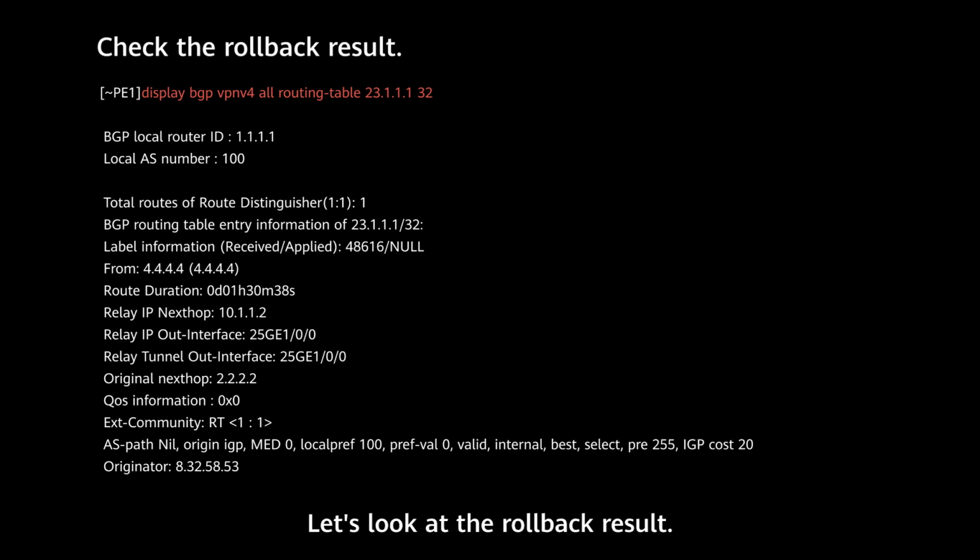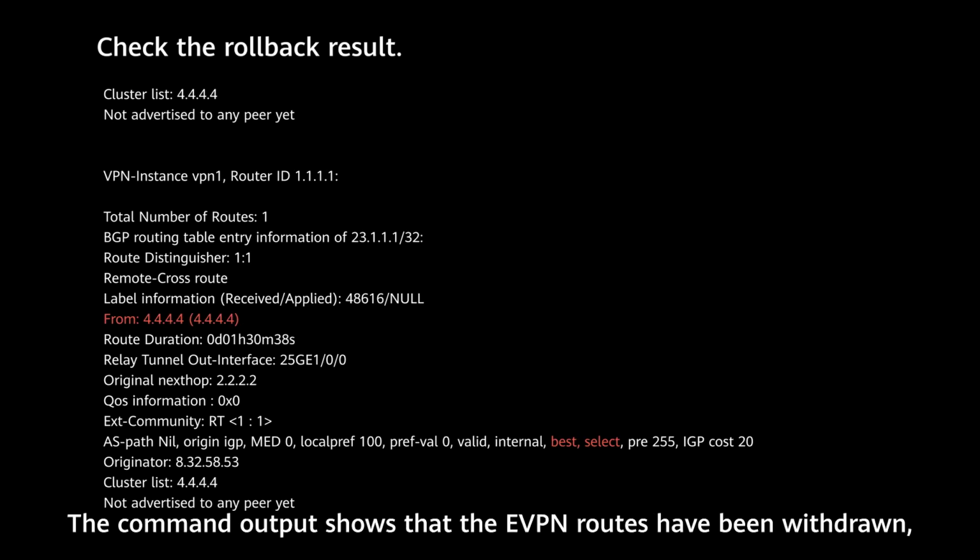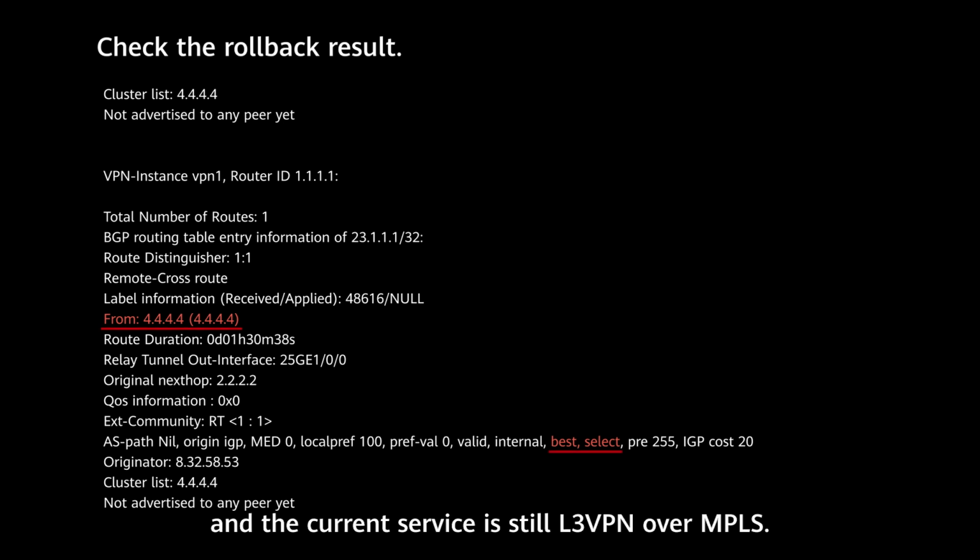Let's look at the rollback result. On P1, check the routes destined for the enterprise site connected to P2 and P3. The command output shows that the EVPN routes have been withdrawn, and the current service is still L3VPN over MPLS.